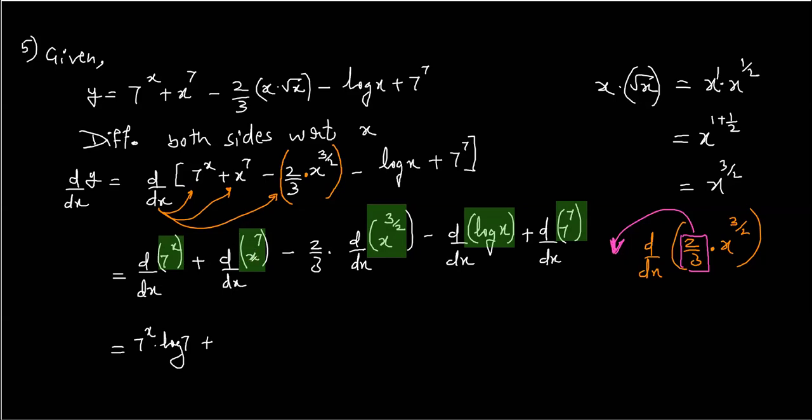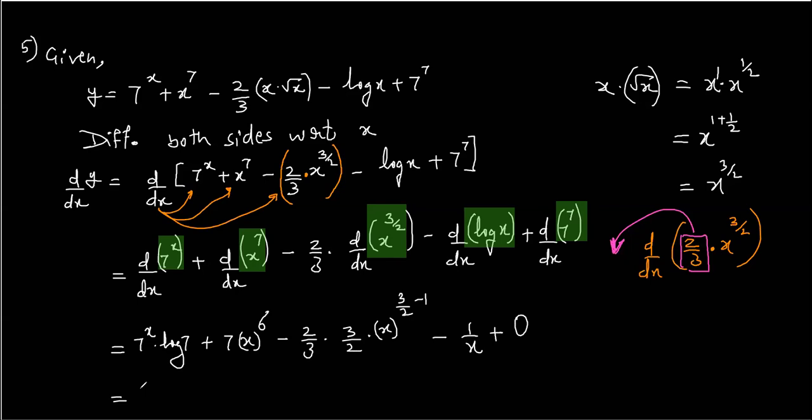Then this is d by dx of x raised to 7. The function is variable raised to constant, x raised to n type. Okay, so what I have is 7 x raised to 7 minus 1, 6, minus 2 upon 3, and then you have d by dx of x raised to 3 by 2, which is 3 by 2 x raised to 3 by 2 minus 1, minus d by dx of log x, which is 1 upon x. And then here you have d by dx of a constant. 7 raised to 7 is a constant. What is d by dx of a constant? It is 0. Derivative of a constant is 0.